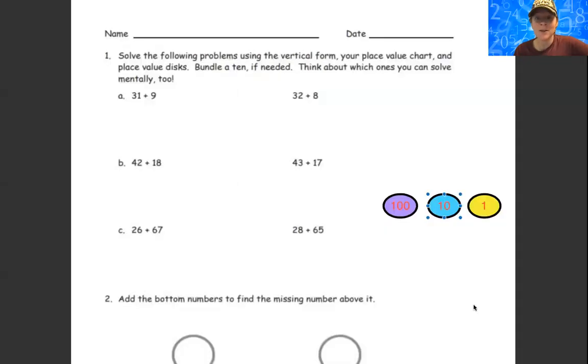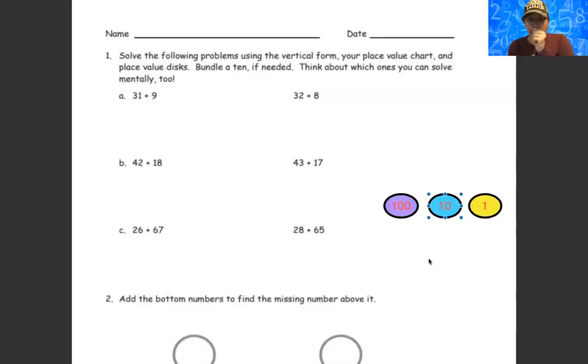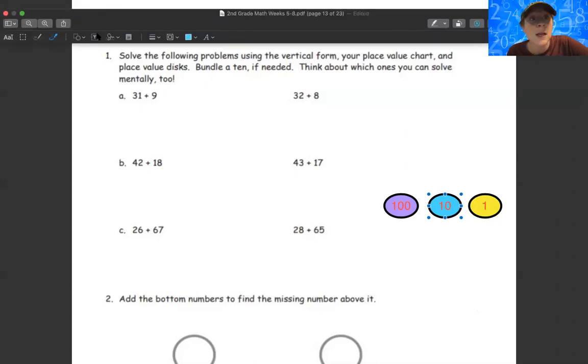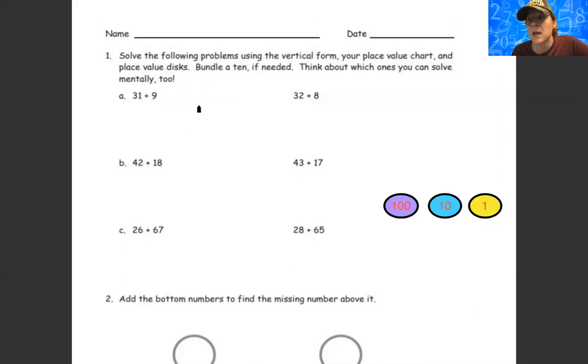Let's go ahead and look at this packet here together that we have today. It says solve the following problems using the vertical form, your place value chart, and place value discs. Bundle a 10 if needed. Think about which ones you can solve mentally too. Okay, so it's wanting us to use basically a variety of ways to solve these. It is wanting us to write these vertically, which means up and down.